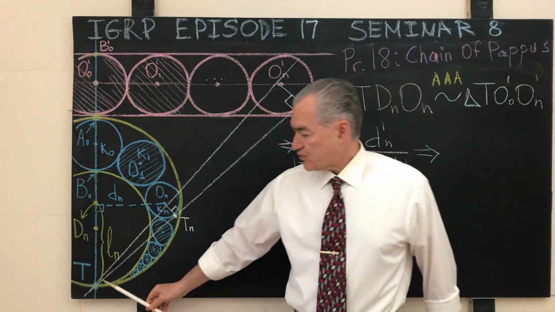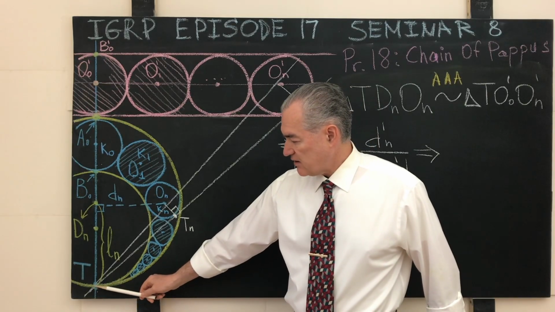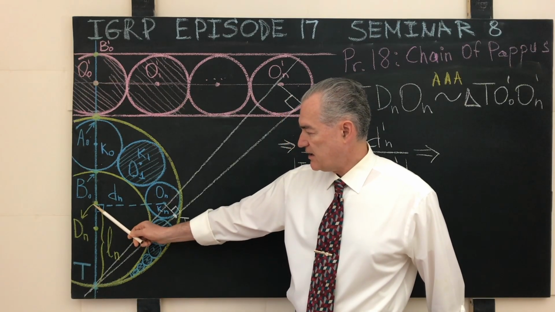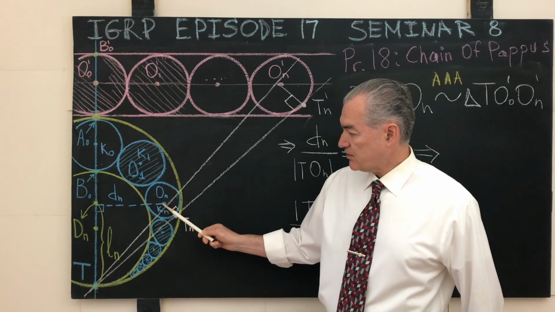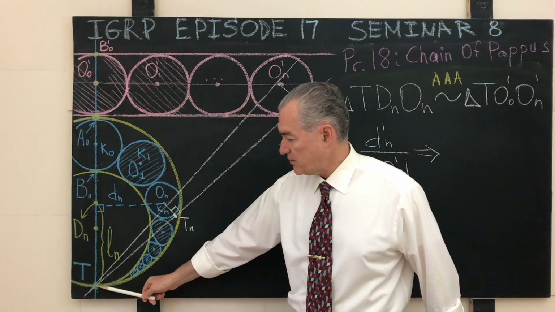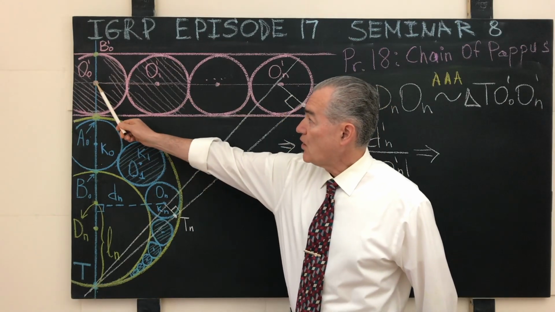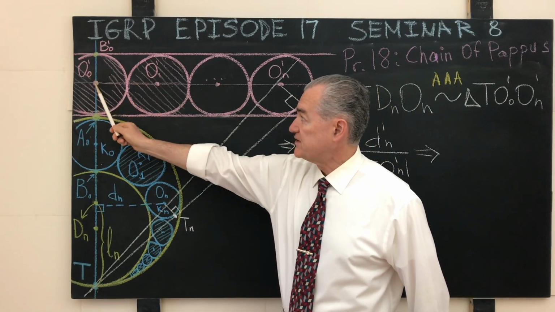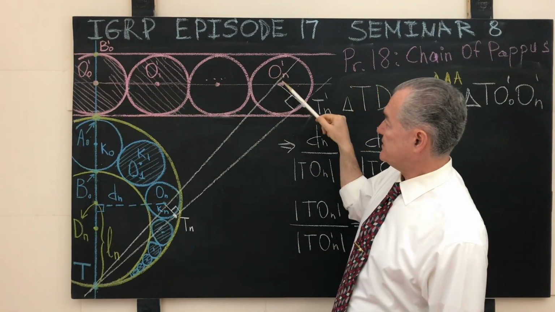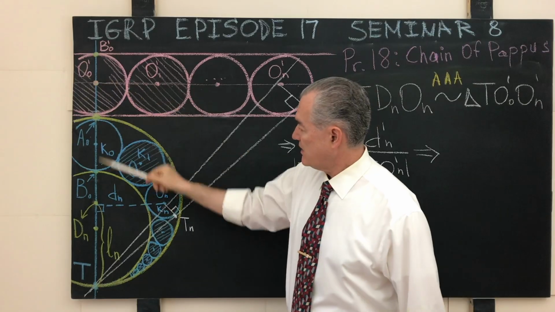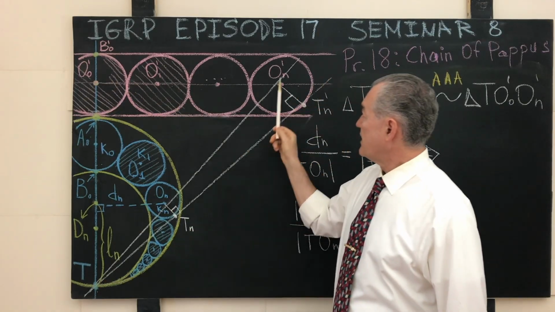Well, the first right triangle will be the triangle T D_n O_n. That's the first right triangle. The similar triangle of interest to us will be T O'_n D'_n, and then O'_n. It is this triangle right here, here, here, and here.